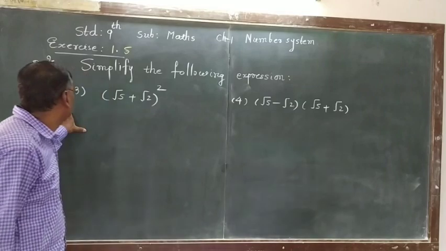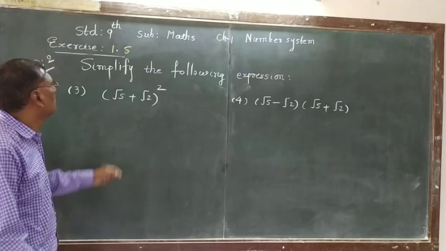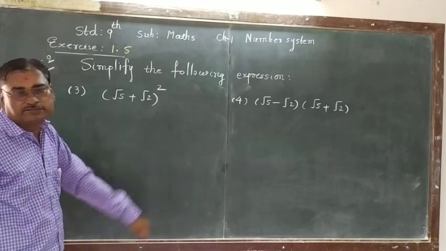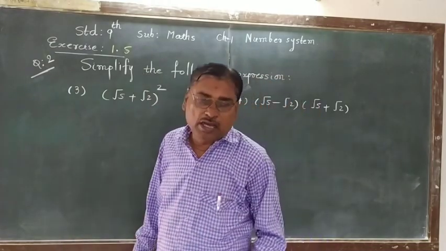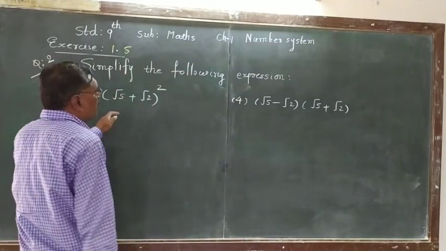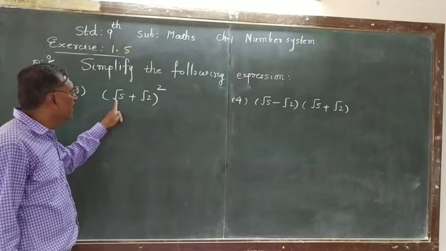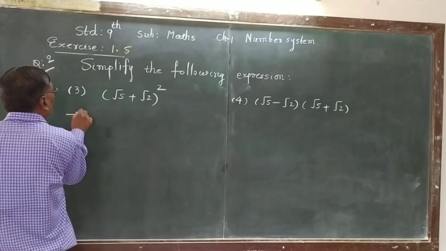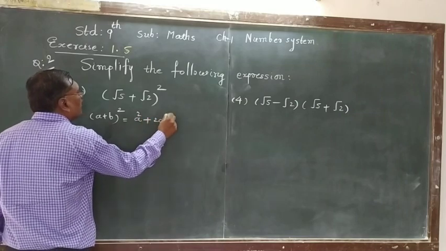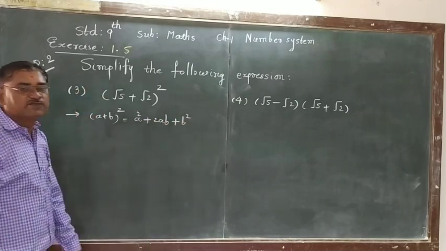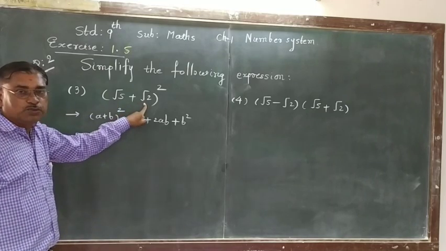Okay. Now simplify the following expression, the last two examples, 3 and 4. Root 5 plus root 2 whole square. Now to simplify this, remember the formula of standard 7 and 8. This is A and this is B. The A plus B whole square formula: A plus B whole square is equal to A square plus 2AB plus B square. This is the formula. Suppose now our A is root 5 and our B is root 2.